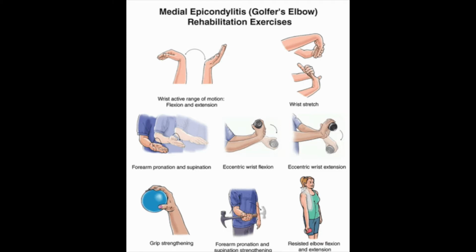Forearm pronation and supination is really great. So is eccentric wrist flexion and extension. You can also do grip strengthening, so grabbing a ball and working on your grip, just a small ball that fits in the palm of your hand. You can also do forearm pronation and supination strengthening. And then you can also do resisted elbow flexion and extension.